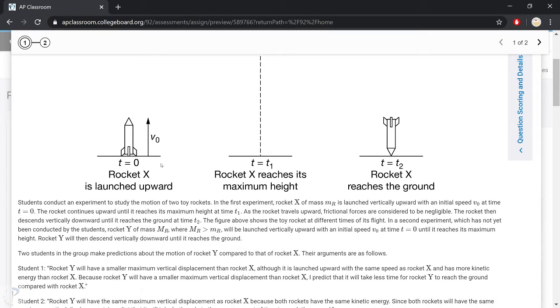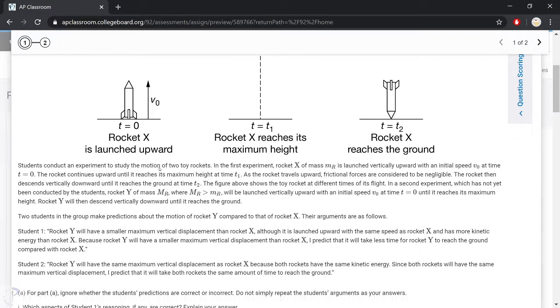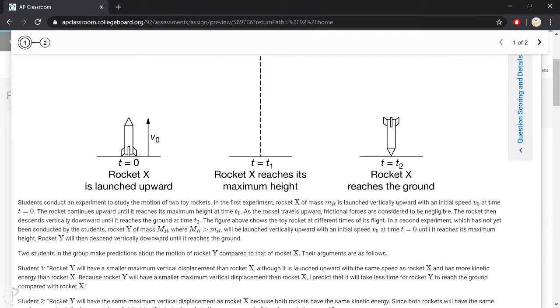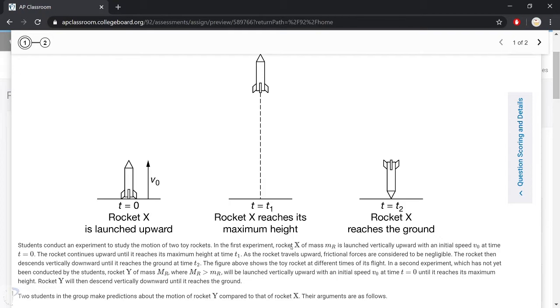Students conduct an experiment to study the motion of 2 rockets. In the first experiment, rocket X of mass m_r is launched vertically upward with an initial speed of v_0 at time t_0. The rocket continues upwards until it reaches its maximum height at t_1. As the rocket travels upward, frictional forces are considered to be negligible. Wow, that's nice. No air resistance. The rocket then descends vertically downward until it reaches the ground at t_2.